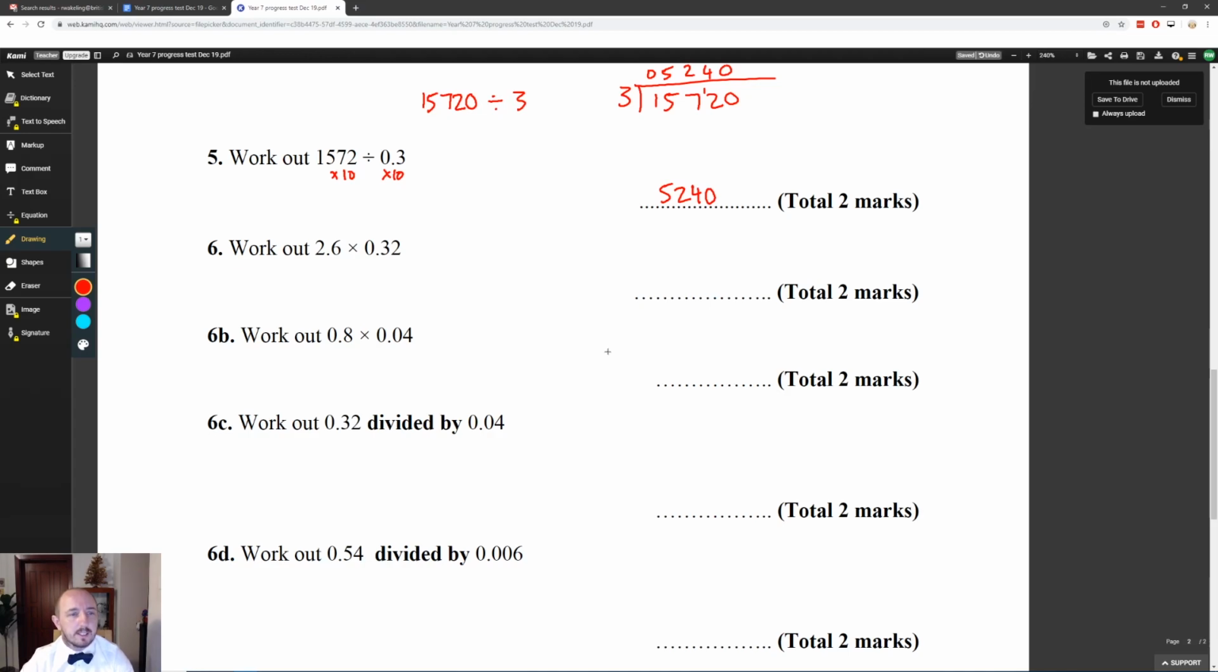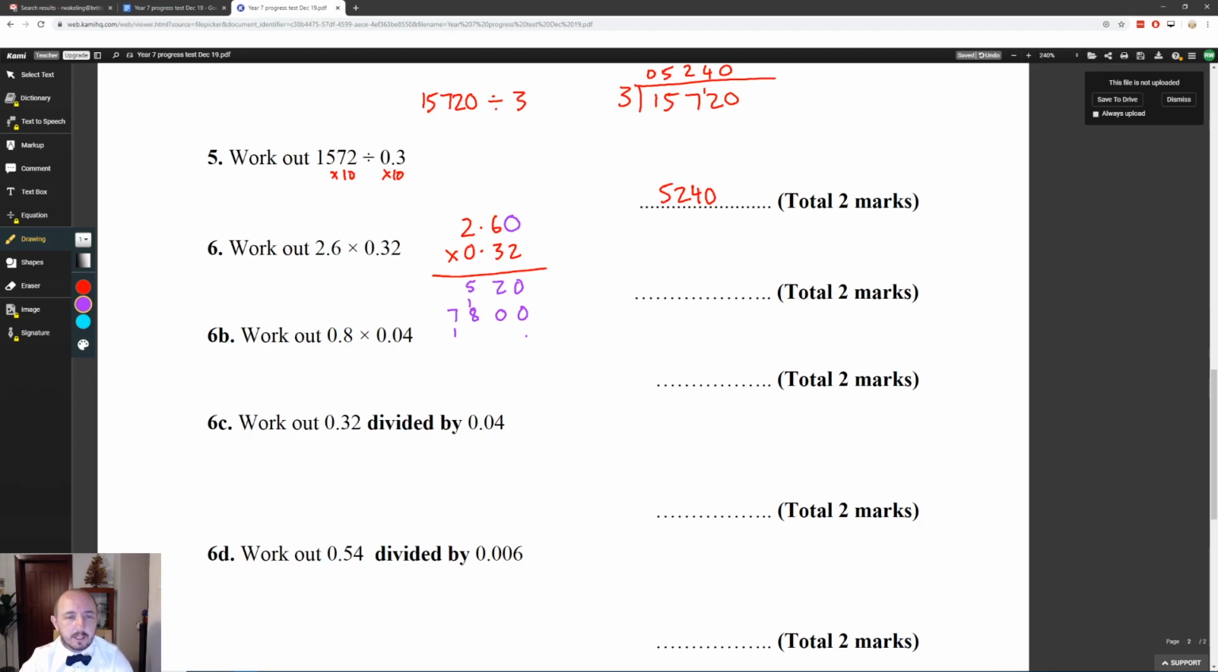Work out 2.6 times 0.32. So we can do 2.6 times 0.32. Notice we have an extra digit here, so we're going to add a 0 there so that we can multiply these out. 2 times 0, 2 times 6, and 2 times 2, plus the 1 is the 5, add a 0, 3 times 0, 3 times 6 is 18. 3 times 2 is 6 plus 1.